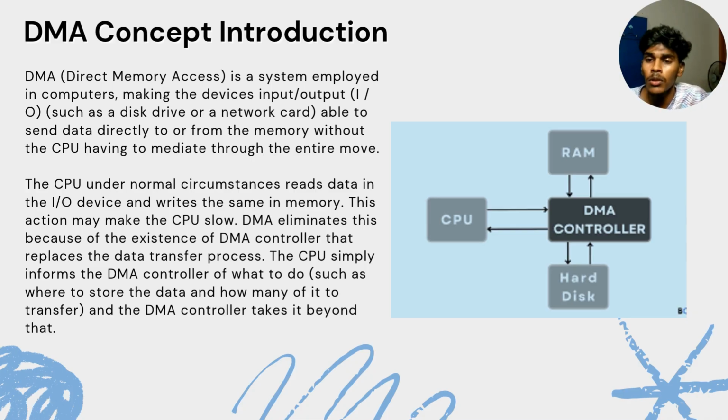And the CPU, under normal circumstances, reads data from the I/O device and writes the same in memory. This action may make the CPU slow, and DMA eliminates this because of the existence of the DMA controller that replaces the data transfer process. The CPU simply informs the DMA controller of what to do, such as where to store the data and how many to transfer, and then the DMA controller takes it from there.